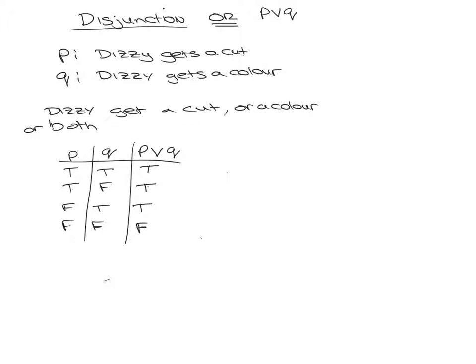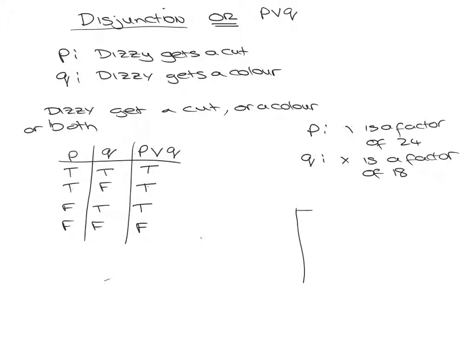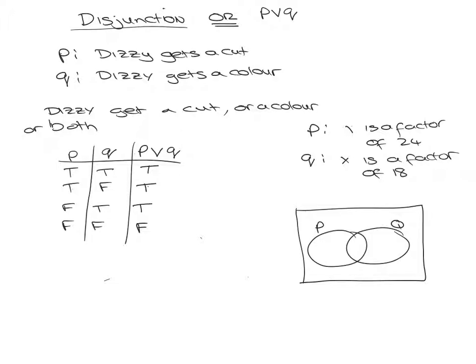Again, looking at this in terms of sets, if we define P where x is a factor of 24, and Q where x is a factor of 18, drawing up our sets, looking at factors of 24, we've got 1 and 24, we've got 2 and 12, we've got 3 and 8, 4 and 6, 5 isn't a factor and 6 is a repeat, so they're all the factors of 24. All the factors of 18, 1 and 18, 2 and 9, 3 and 6. 4 isn't a factor, 5 isn't a factor.